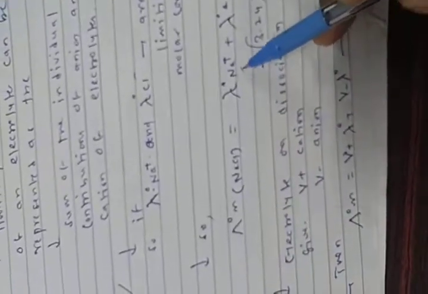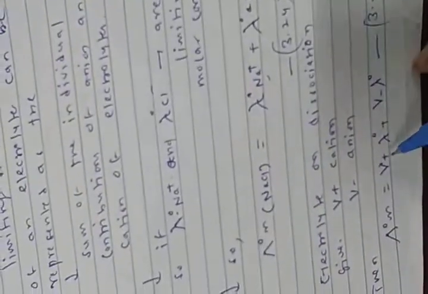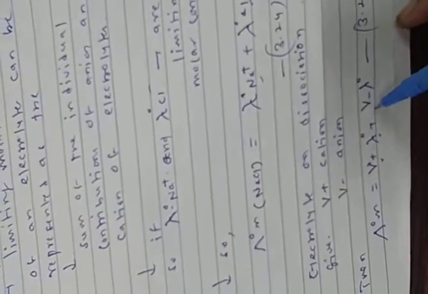Now the electrolyte on dissociation gives a positive cation and a negative anion. So for any ion, you are not supposed to write Na or Cl, you will write the symbol for the positive and negative ion. This equation is 3.25.